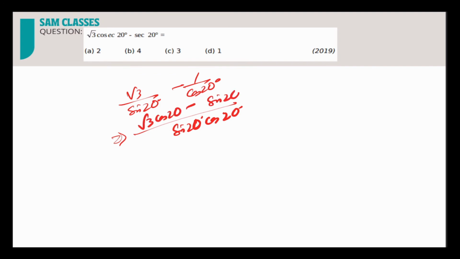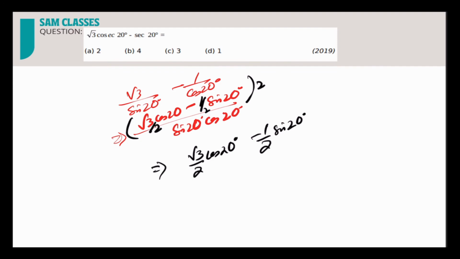Now you see, if you want to convert this into one form, either sine or cos, what are you going to need to do? Because we know we have values like root 3 by 2 and half. So we're going to divide the whole thing by half, and if I'm dividing it, I'll multiply by 2. So what I'll get is root 3 by 2 cos 20 degree minus half sine 20 degree, and then 1, 2 here.